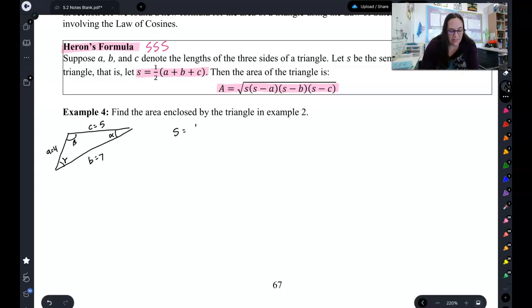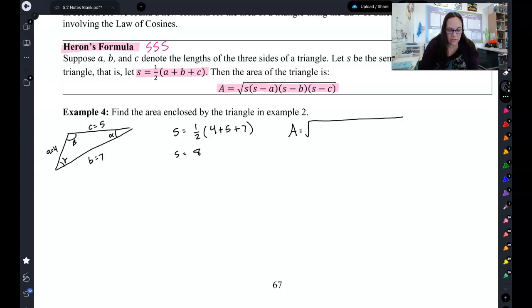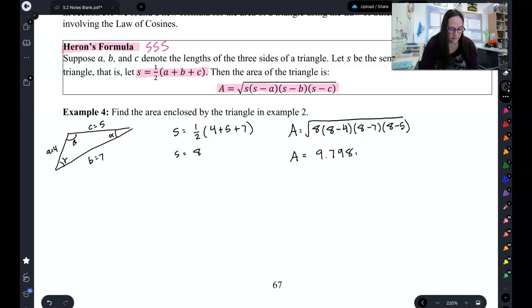Start by finding that S, which is half of the 3 side lengths added together, which in this case gives me 8. Then I plug all that in to my area equation, which is that special S number. Then you take the S number and you subtract each side individually. So S minus the a side, S minus the b side, S minus the c side. And you just type all that into your calculator to get 9.798 units squared.